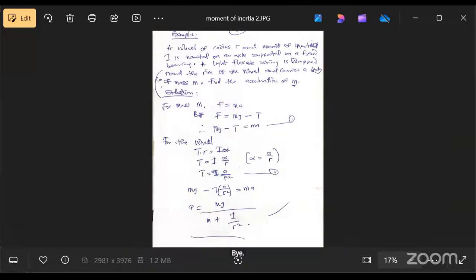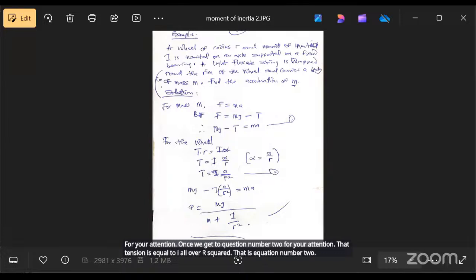You have T R equals I alpha, and alpha is acceleration all over radius. So wherever you see alpha, you replace it with A over radius, and you get equation number 2 for your tension. That is, tension is equal to I A all over R squared. That is equation number 2.